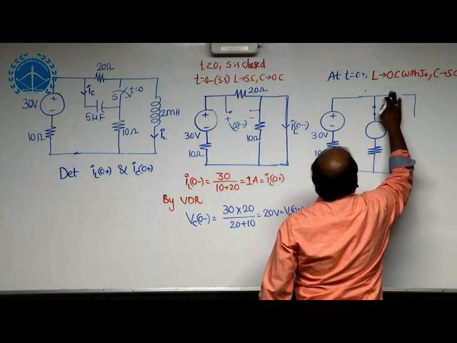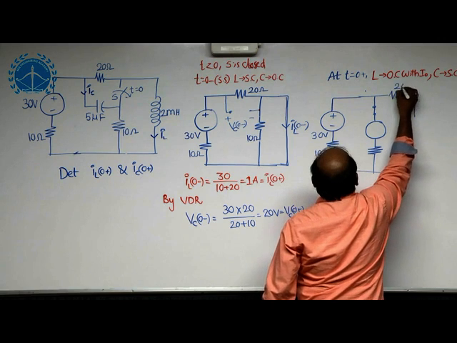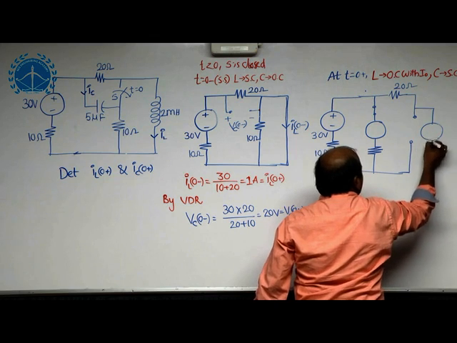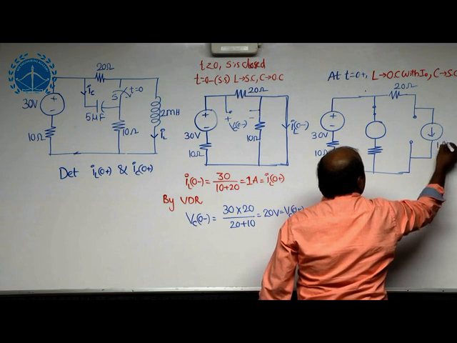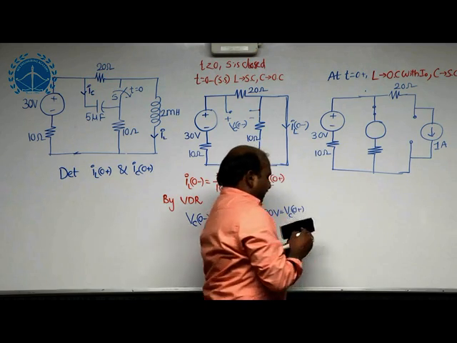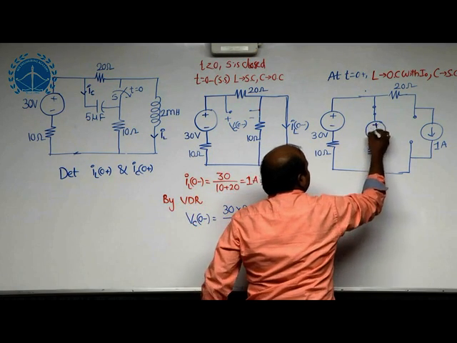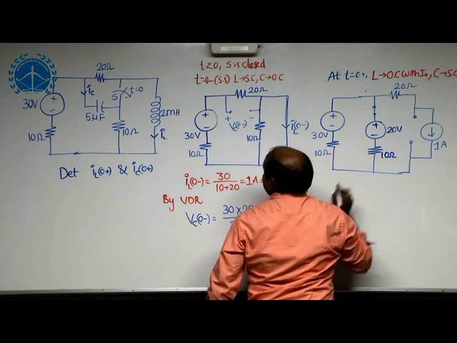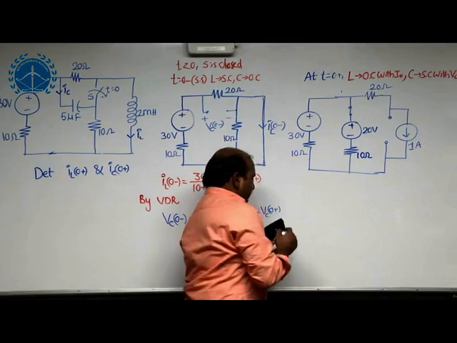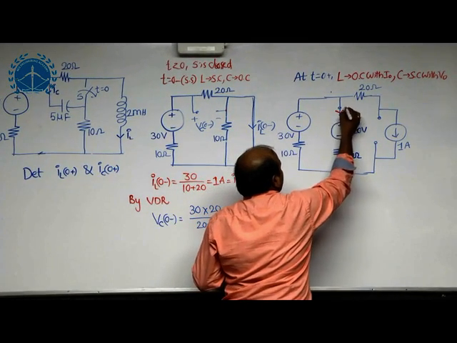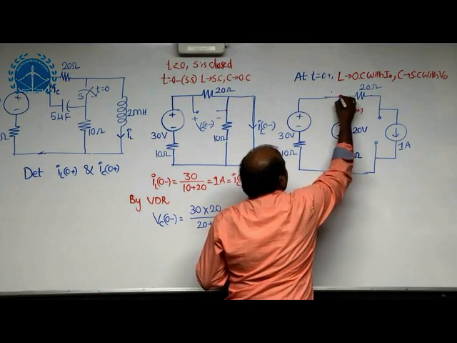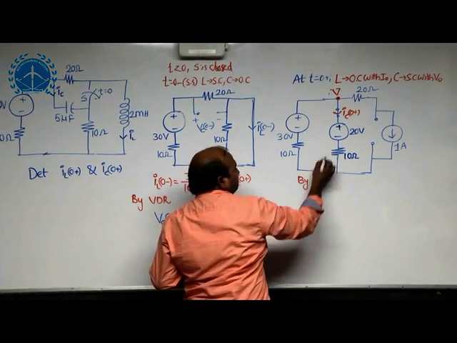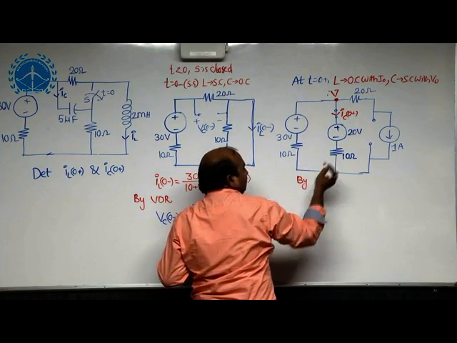The 20 ohms is as it is, and the inductor we need to replace with an open circuit with a parallel current source. That current source value we got as 1 ampere, and the initial voltage source is 20 volts, and this is the 10 ohms resistor given. Now I need to estimate the current passing through the short circuit path, IC of 0 plus. Now by considering this voltage V, I need to take KCL at V because I want the current passing through this, V minus 20 by 10.